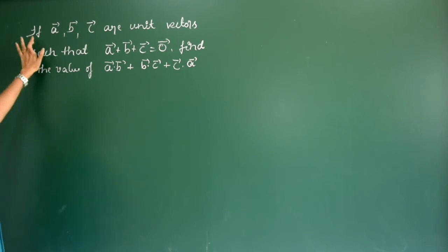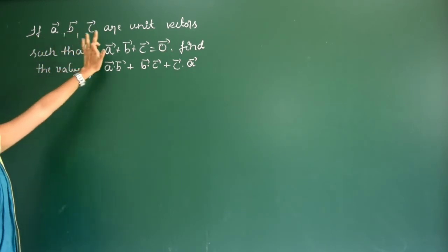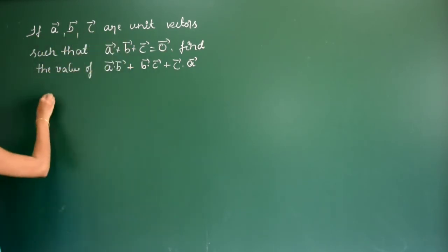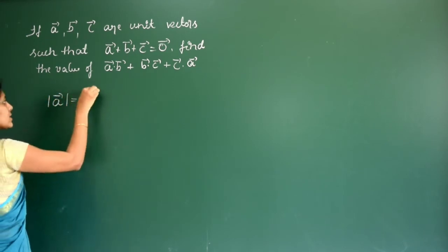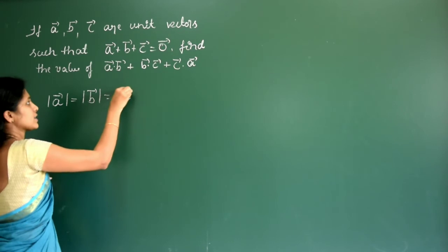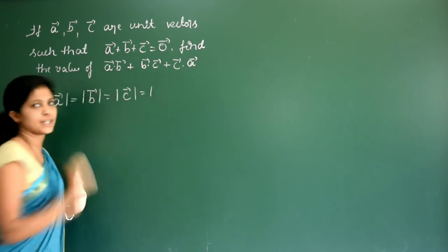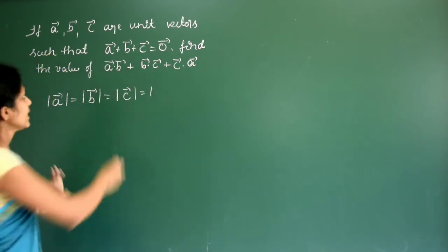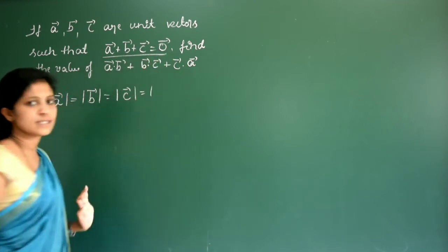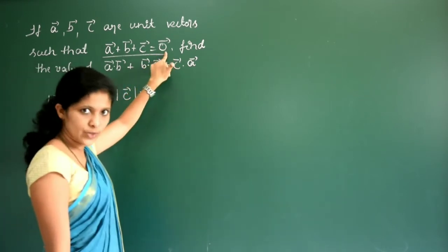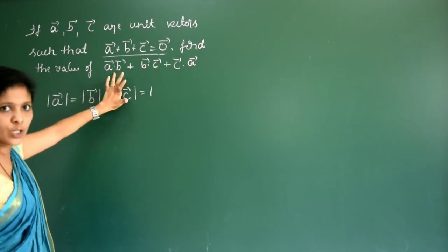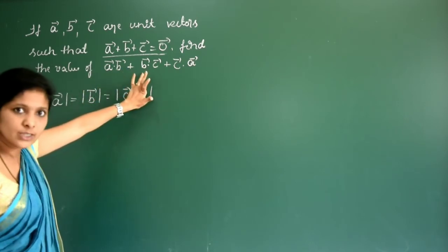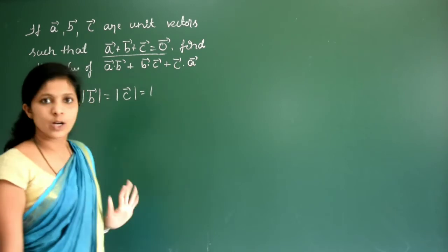See this one. If a vector, b vector, c vector are unit vectors, that means I can write the magnitude of a vector is equal to the magnitude of b vector, which is equal to the magnitude of c vector, is equal to 1. So that is given. Now, such that a vector plus b vector plus c vector is equal to 0 vector. By using this, you have to find the value of a vector dot b vector plus b vector dot c vector plus c vector dot a vector.